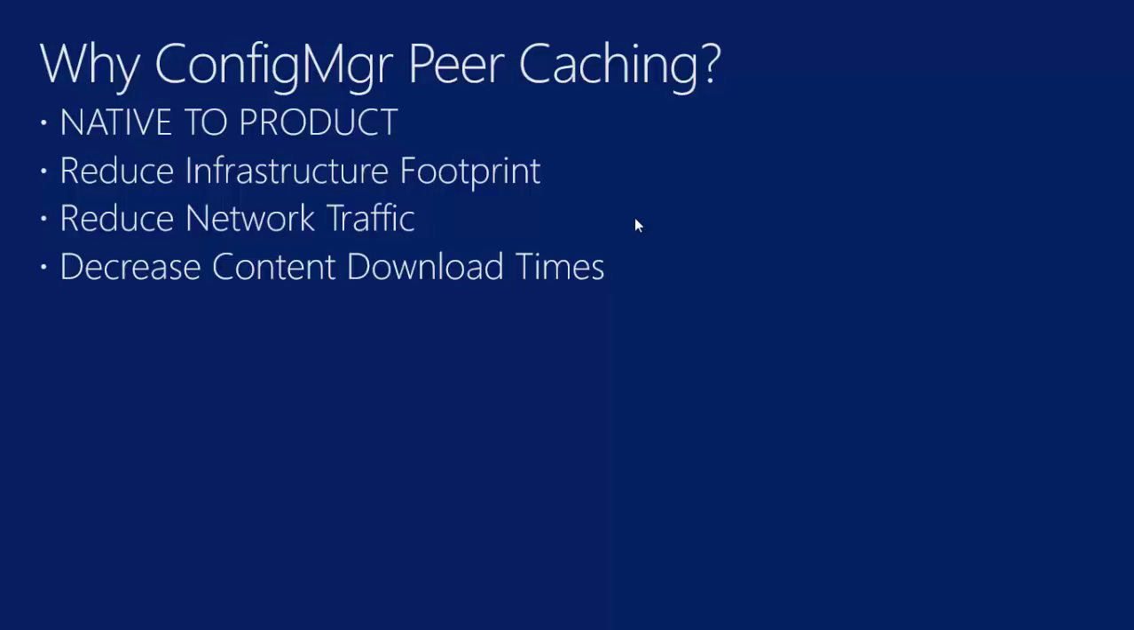We care because it helps us reduce our infrastructure footprint. Again, in the Config Manager world, that's distribution points. Also helps us reduce network traffic of downloading whatever we're going to download. Some of it can be pretty big, right? And then finally, decreasing content download times. If we have big content, it's cached, or even whatever size content, if you can get it from a peer versus going across a slow network link, it's going to be much faster to acquire that content.